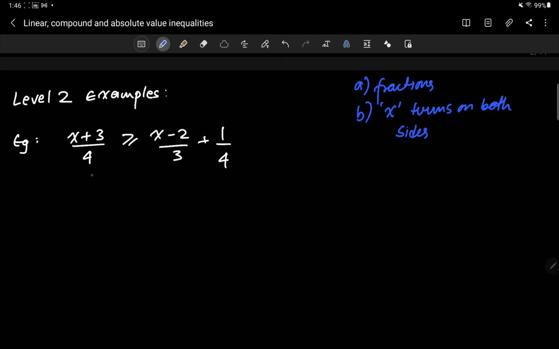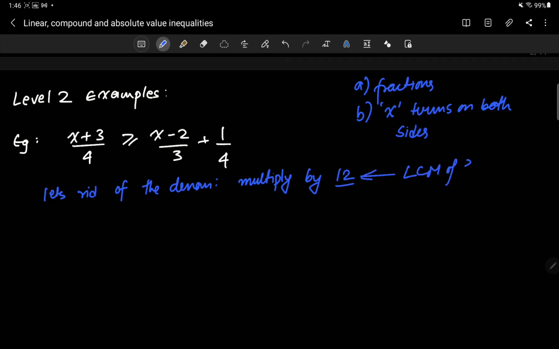As before, the first step here is going to be let's get rid of the denominators. Okay, so what we do is we multiply by 12, and how do we get this 12? It's the LCM of 3 and 4, meaning it's the smallest number that if I multiply by, I can make sure I clear out all the denominators.